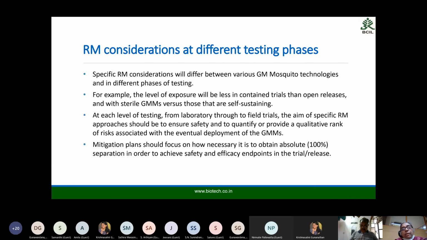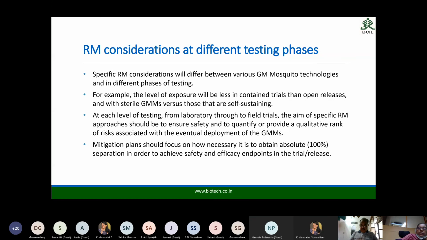And then there is sterile versus self-sustaining. You see, this is where the case-by-case approach will come. The first is, of course, that as we move from phase 1 to phase 4, the management considerations will vary. The second is the type of your technology. Remember the first slide, when I spoke about population suppression versus population replacement, or self-sustaining versus the ones which have to be introduced: the risk assessment perspective is different, and so is the risk management consideration.